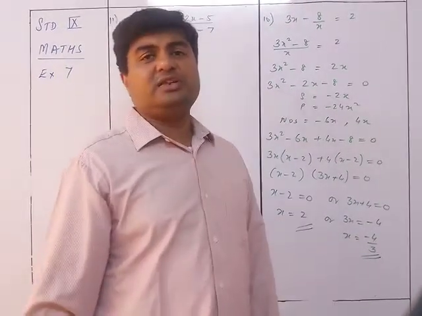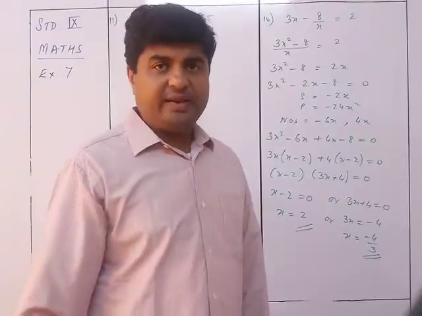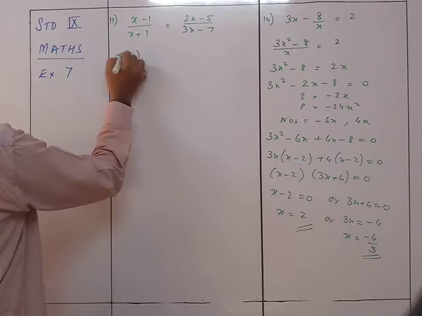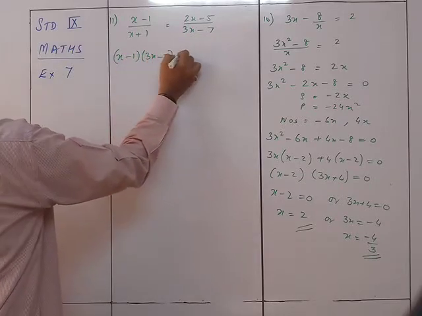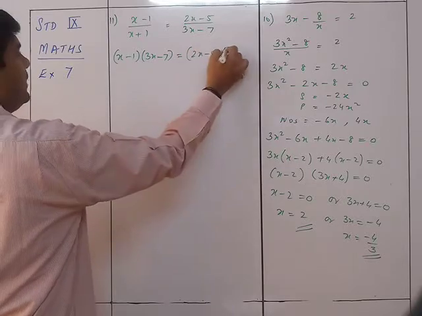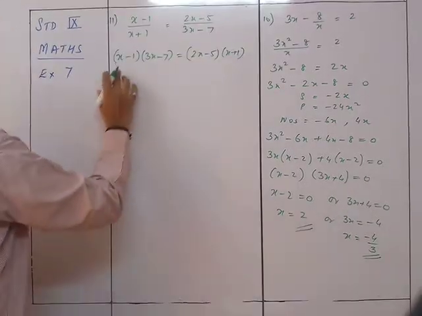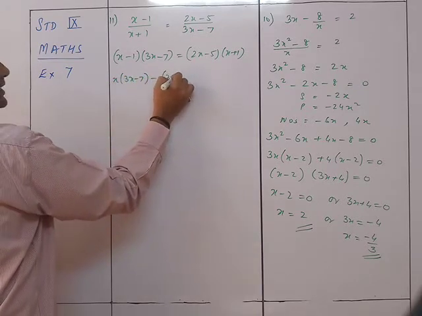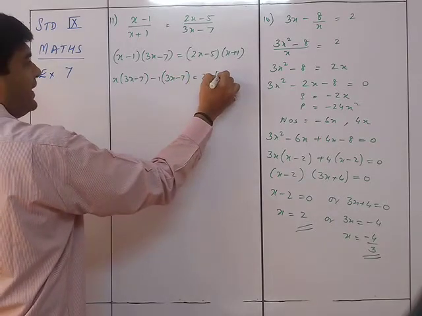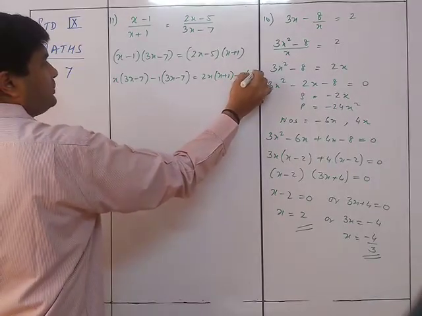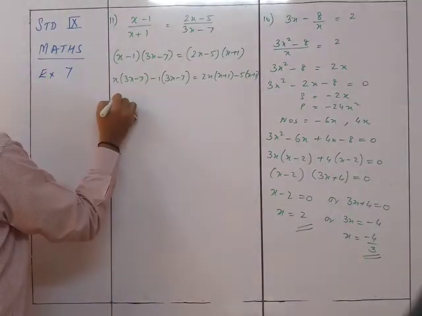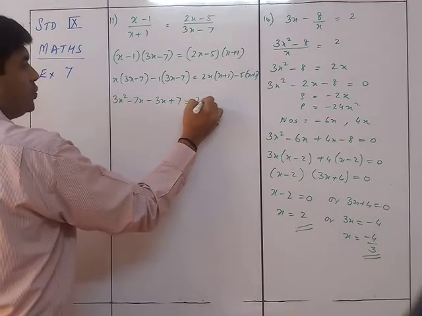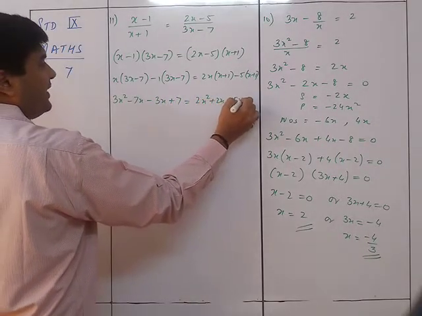So in this case, you are just going to do cross multiplication. So very easy, no substitution, nothing, directly cross multiplication. So we get over here x minus 1 into 3x minus 7 is equals to 2x minus 5 into x plus 1. On multiplication, you get x into 3x minus 7 minus 1 into 3x minus 7 is equals to 2x into x plus 1 minus 5 into x plus 1. This gives you 3x square minus 7x minus 3x plus 7 is equals to 2x square plus 2x minus 5x minus 5.